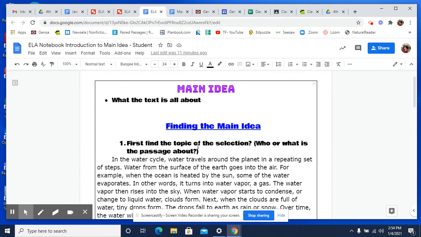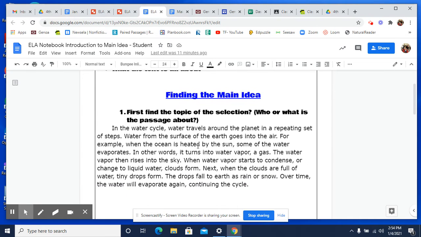Okay. So let's try that with this article that I have here for you. In the water cycle, water travels around the planet in a repeating set of steps. Water from the surface of the earth goes into the air. For example, when the ocean is heated by the sun, some of the water evaporates. In other words, it turns into water vapor, a gas. The water vapor then rises into the sky.